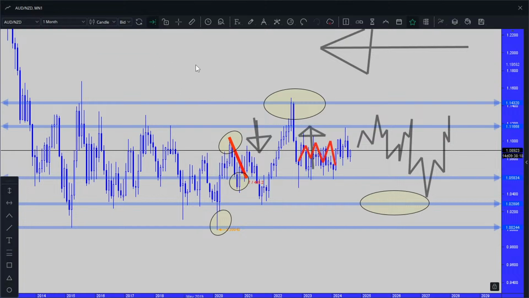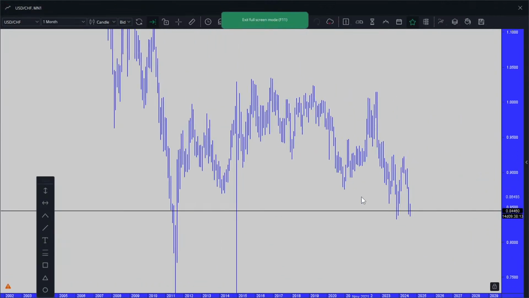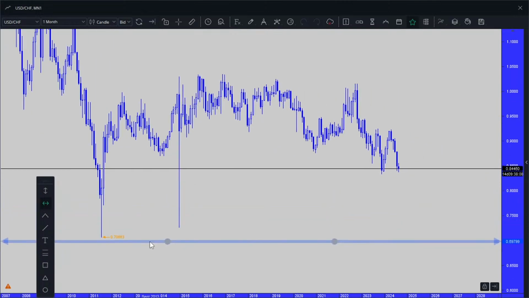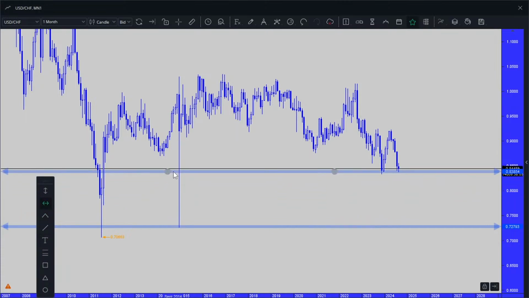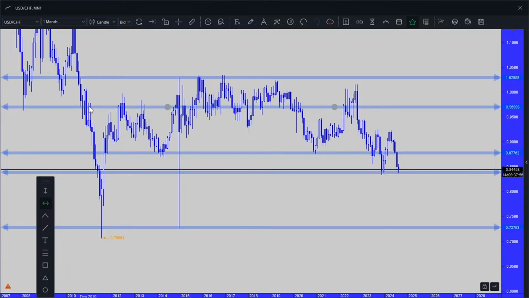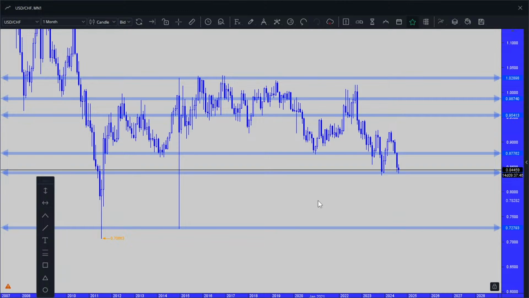Alright, so moving forward, USD CHF. USD CHF, everybody. We're going to put a few lines on the chart. So this would be one line, right? This would be the second line. This would be the third one. This would be the fourth one. Connecting a few highs and lows, maybe. This would be one more. This would be one more. Okay?